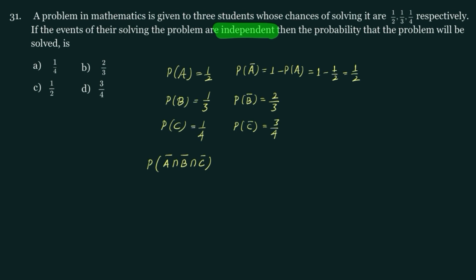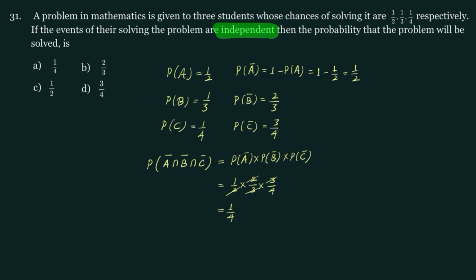Okay, so this will be equal to, now since A, B, C are independent, that's why A naught, B naught and C naught are also independent, and using the independence rule we can write this probability as probability of A naught into probability of B naught into probability of C naught. So it will be equal to 1 by 2 into 2 by 3 into 3 by 4. So here 2 gets cancelled, 3 gets cancelled, so it will be equal to 1 by 4. So now this 1 by 4 is the probability that the problem will not get solved.